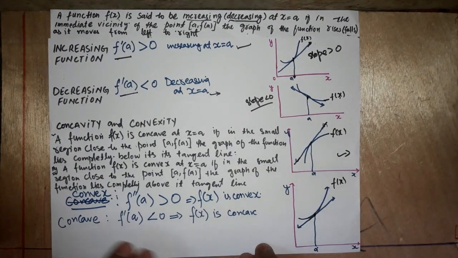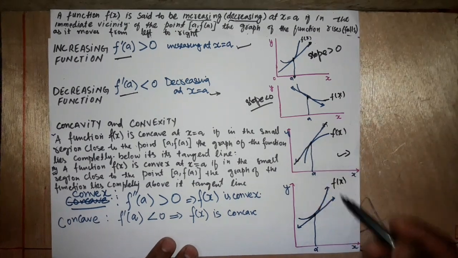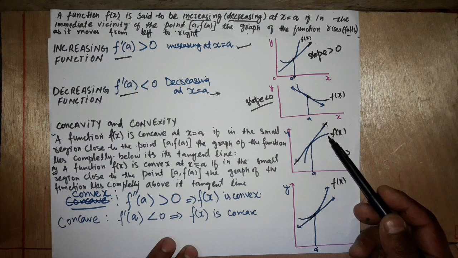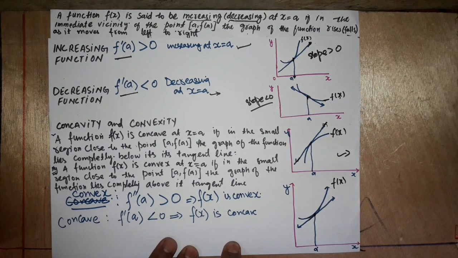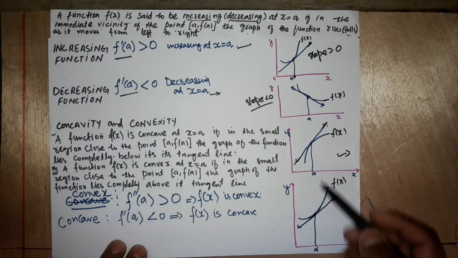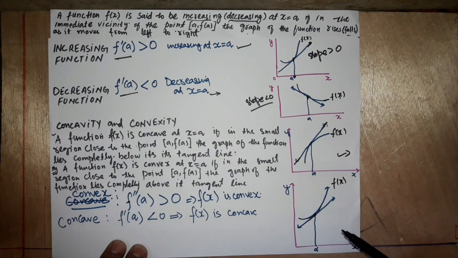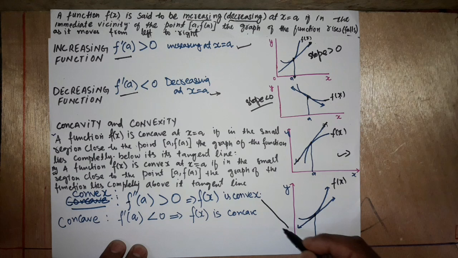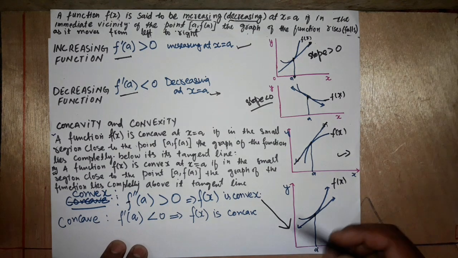So graphical depiction means if I have the graph, if the tangent is above the function, then it is concave. If the tangent is below, then it is a convex function. Now, the mathematical depiction is if the value of the second derivative is greater than 0, then the function is said to be convex. If the value of the second derivative is greater than 0, then f of x is convex. So this is the graph of a convex function.